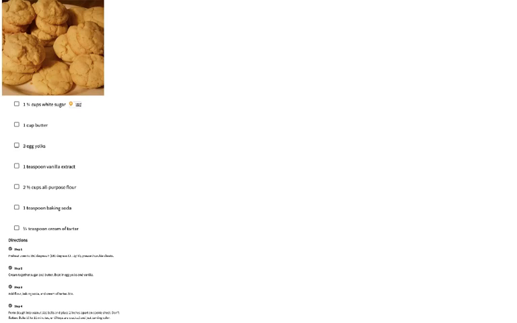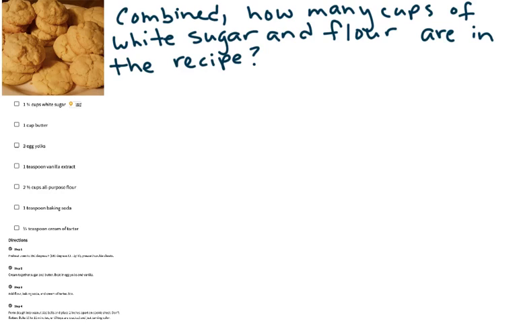ingredients list. And our first problem is: combine how many cups of white sugar and flour are in the recipe? The keywords that stick out to me are "combine" and the word "and." We know when we combine, we add. So it's asking about the white sugar, which is 1 1/4 cups, and it's asking about the flour, which is 2 1/2 cups. And when we're combining, we're adding.